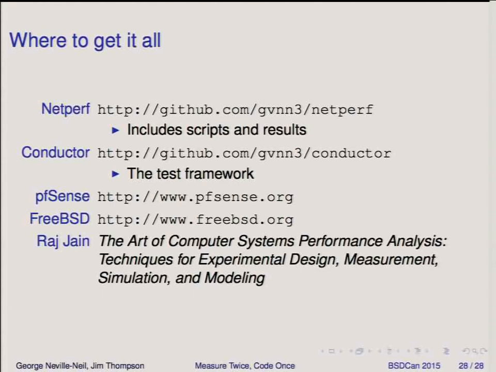Did you use Cipher 3 to generate the packets per second numbers when you were actually doing the testing, or was that network? What did you use? Packet gen. That was packet gen. Right. Okay. Yeah, that was packet gen. Other questions?